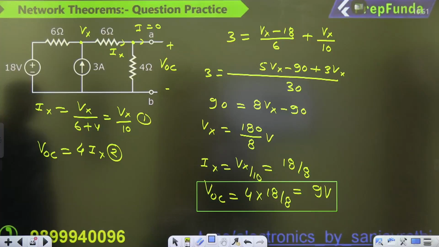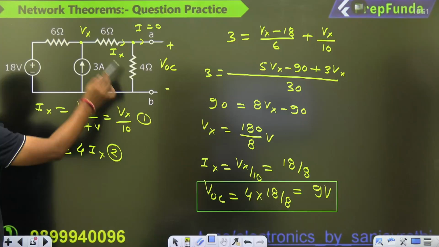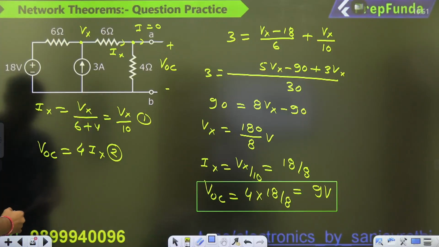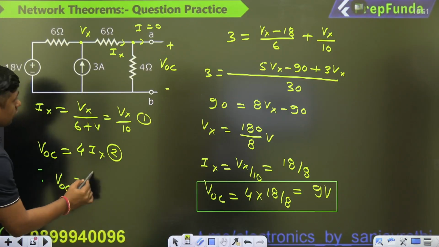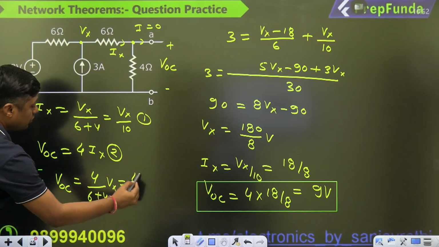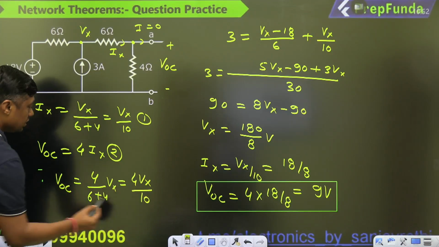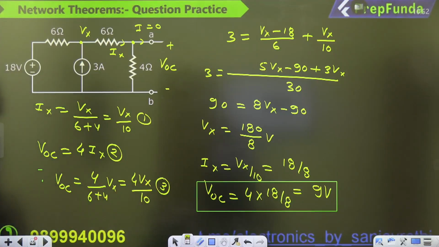We have applied the nodal equation, then that is the case. Or once you have the Vx, you can also apply the voltage divider rule from this point to this point, that is the Vx. So again you will get VOC is equal to 4 upon 6 plus 4 times Vx, that is 4 Vx upon 10. You will get the same answer, right? This is one way to solve the question.